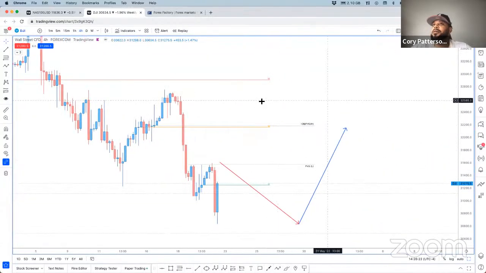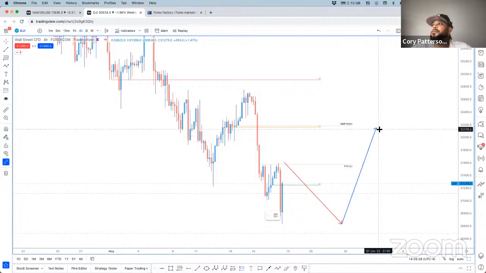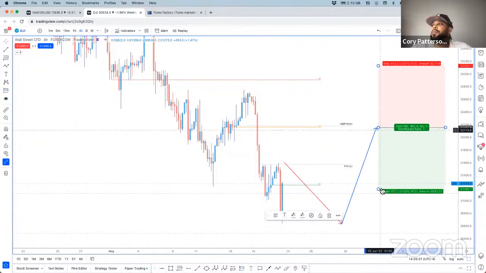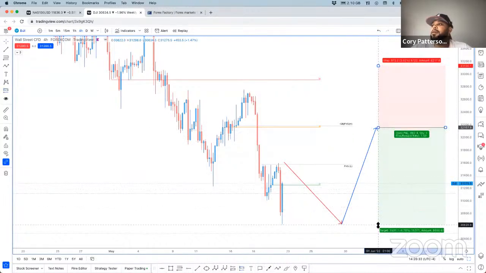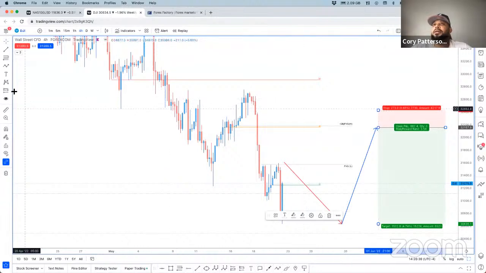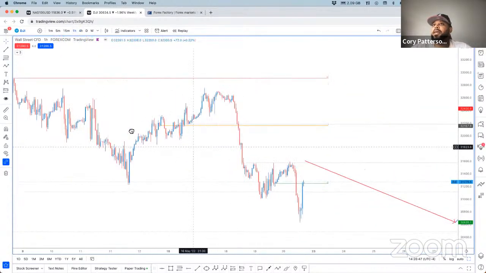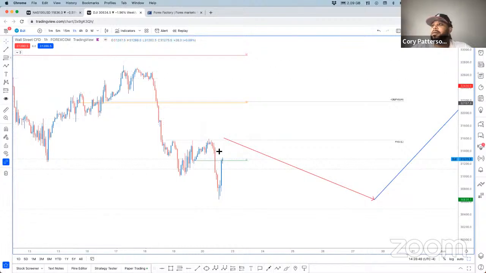So the main sale I'll be looking for this week is from here, from this area. That's the main sale I'll be looking for, something like this. And then the buy short term, if we continue up, I'll be looking at same thing.